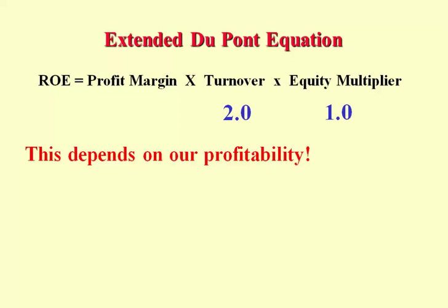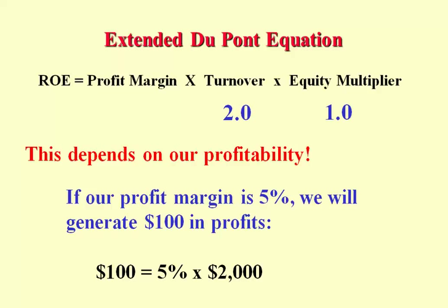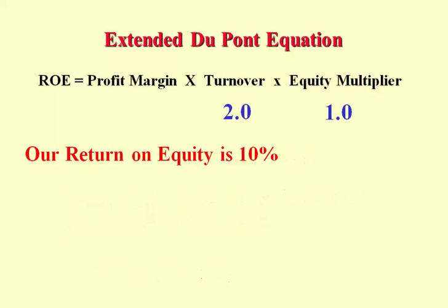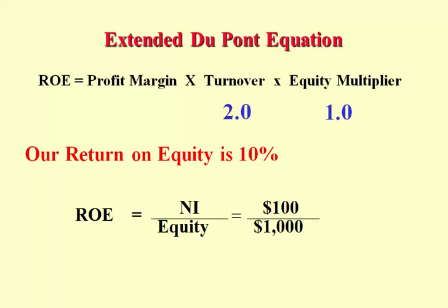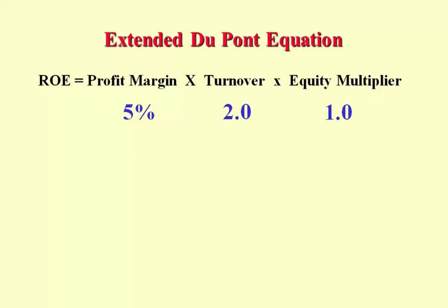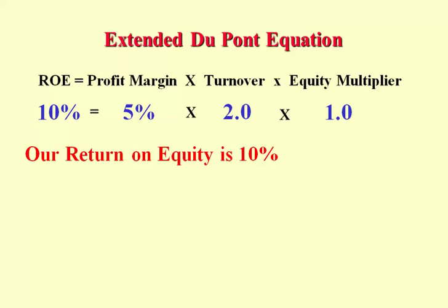This, of course, will depend upon our profitability. If our profit margin is 5%, we will generate $100 in profits on our $2,000 in sales. That's 5% times 2,000 gives us our $100, which gives us a return on equity of 10%. That's the $100 in net income divided by our $1,000 equity investment. We can calculate the same thing using our extended DuPont equation. Our 5% profit margin multiplied by our 2 for our asset turnover and our 1.0 equity multiplier gives us that same 10% return on equity.